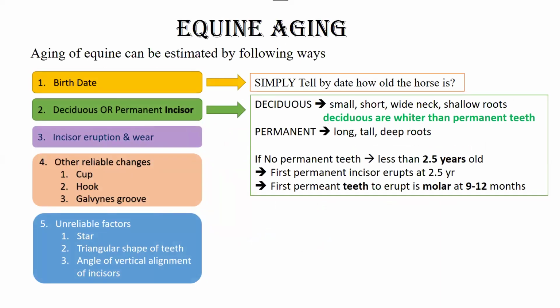In this slide, what you see is the step-by-step procedure of how we should estimate the age of equine. The first thing and the most reliable thing is the birth date. If you know the birth date of a horse, you can simply tell by date how old the horse is. Next, deciduous or permanent incisors. Here you should remember that I am talking just about the incisors.